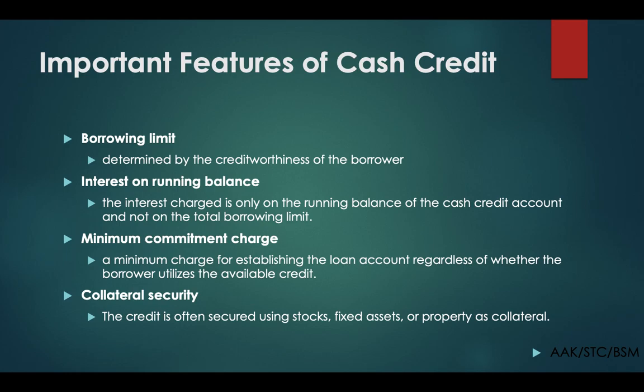Collateral security. The credit is often secured using stocks, fixed assets, or property as collateral. Next feature is credit period. Cash credit is typically given for a maximum period of 12 months, after which drawing power is re-evaluated according to the customer's creditworthiness.